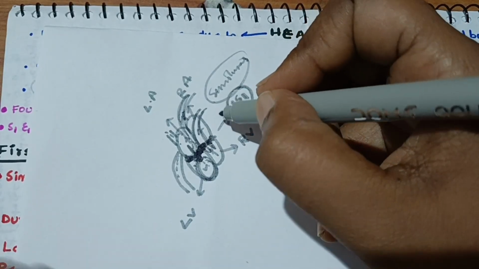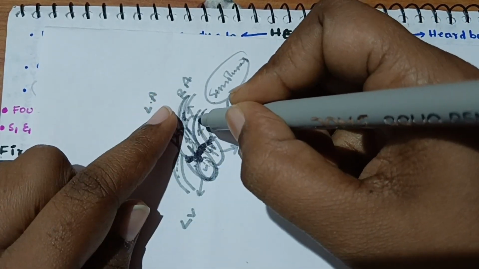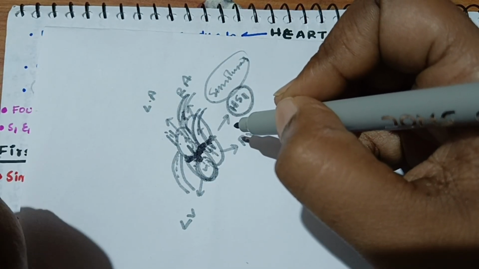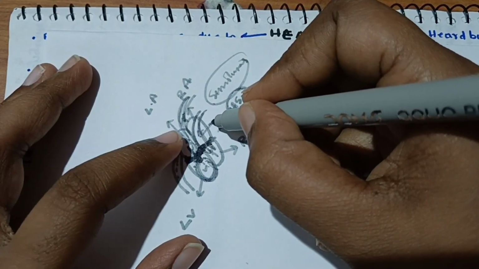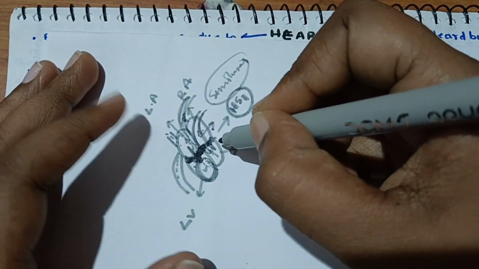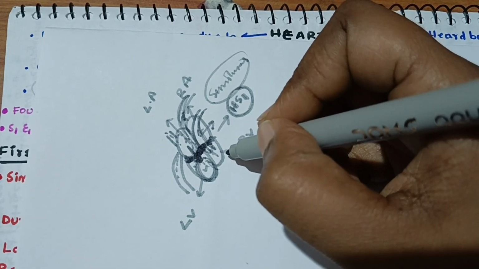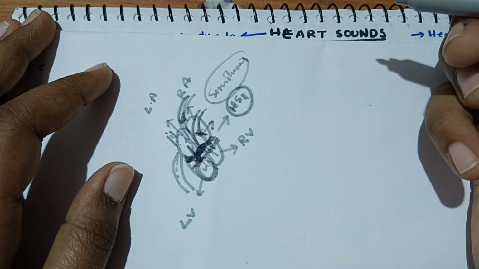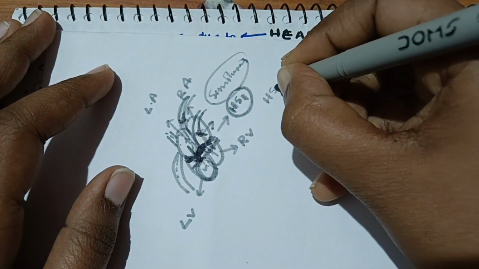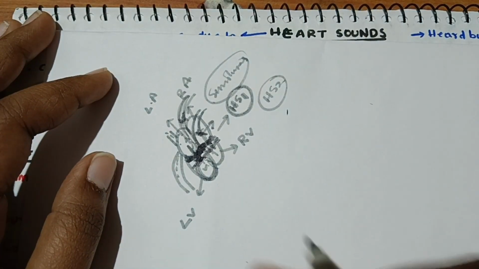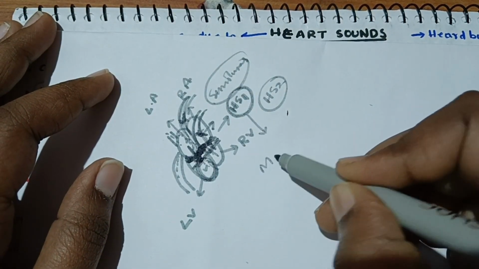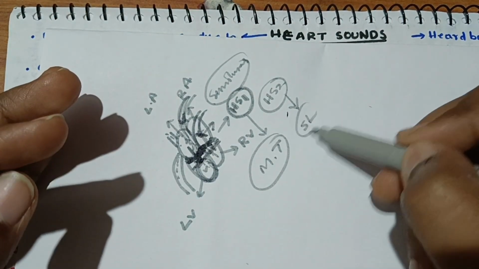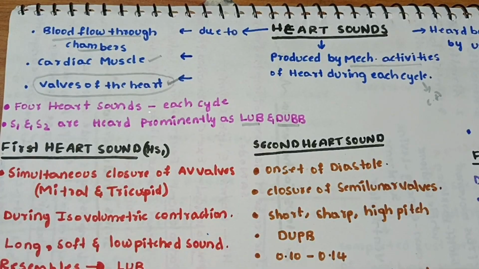When blood goes through the semilunar valves, the pressure is decreased in the ventricle and increased in the arteries. Now the pressure is more in the aorta compared to the ventricle, so there is a chance of backflow of blood to the ventricles. So the semilunar valves are closed, producing heart sound 2. Heart sound 1 is produced by the mitral and tricuspid valves, and heart sound 2 is produced by the semilunar valves. Now let's see the description.